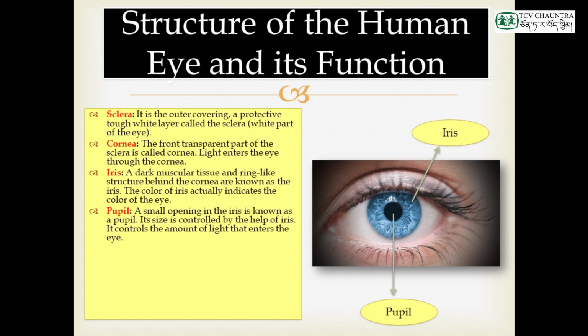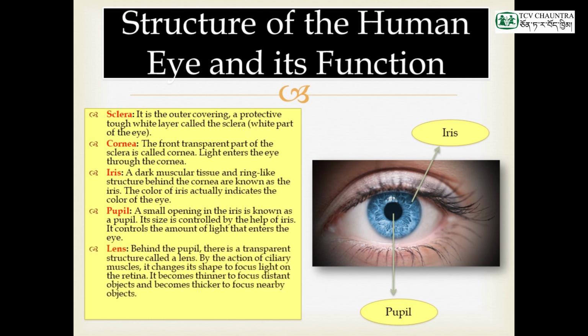Pupil size decreases or increases depending on the light. Next is the lens. Now lens is very important. In our physics lab, we see lots of lenses. In a camera, we see lots of lenses.